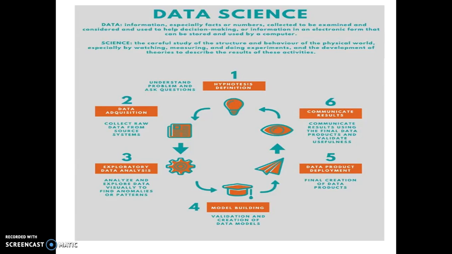The first step would be the hypothesis definition: understanding the problem and asking questions. First we need to understand the problem, what is the problem and why it's happening, and we need to ask questions like how it can be solved, how it has occurred, and when it can occur, etc. The next step goes to the data acquisition. Here we collect the raw data from different sources related to the problem.